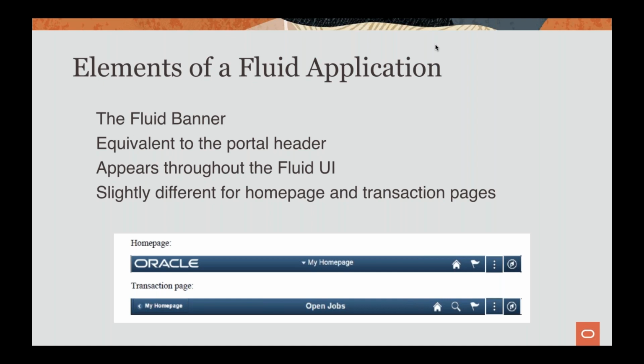You can see there the two screenshots I've got for you. At the top is the regular home page where you would start. And then when you start drilling down and looking at actual individual transactions, in this case, we're looking at open jobs, you can see there that the extra icon is the search icon. So you can search for, obviously in this case, open jobs. So the fluid banner will pretty much remain the same, but obviously there will be some changes depending on whereabouts you are in the transactional process.